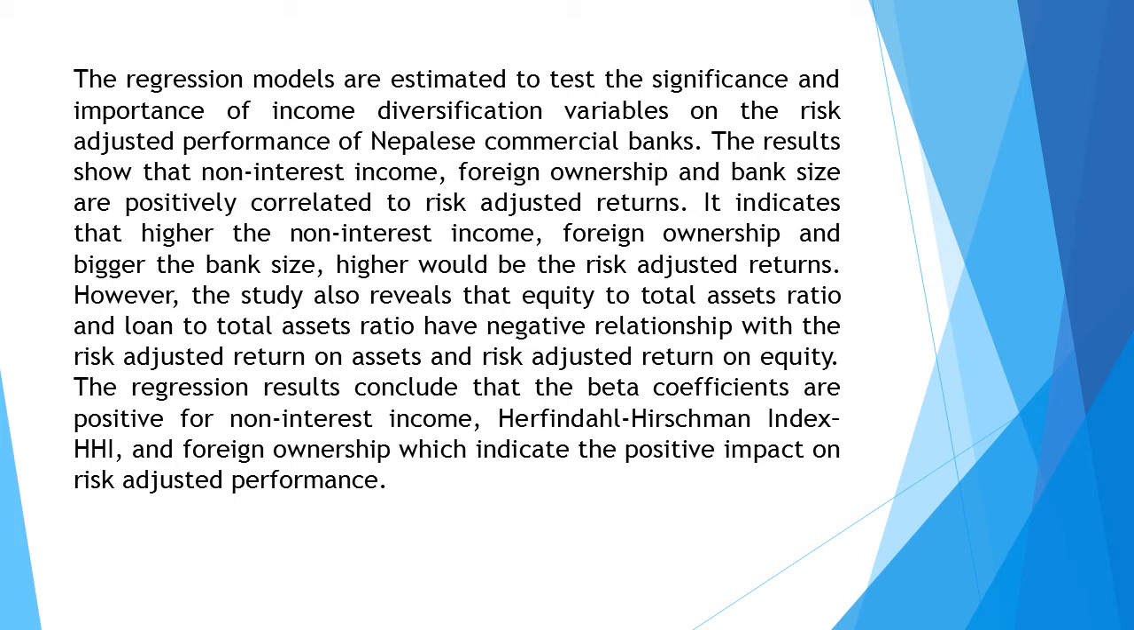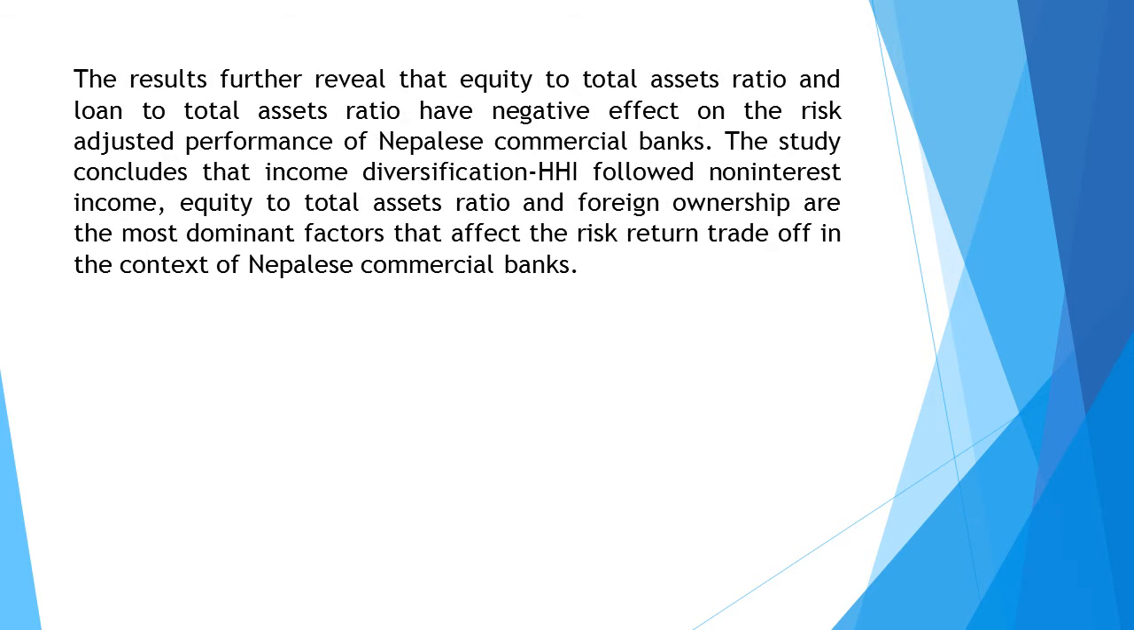The regression results conclude that the beta coefficients are positive for non-interest income, Herfindahl-Hirschman index (HHI), and foreign ownership, which indicate the positive impact on risk-adjusted performance. The results further reveal that equity to total assets ratio and loan to total assets ratio have negative effect on the risk-adjusted performance of Nepalese commercial banks.